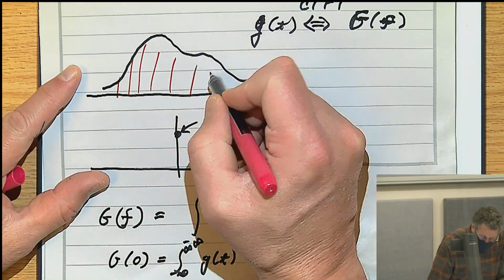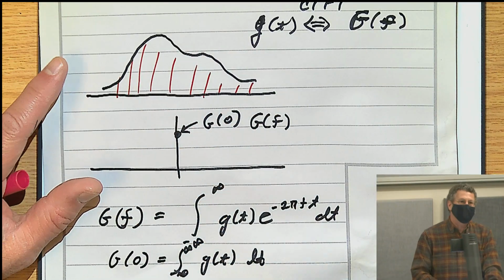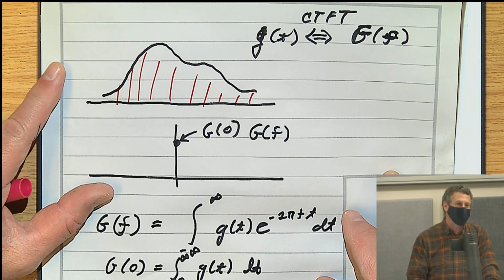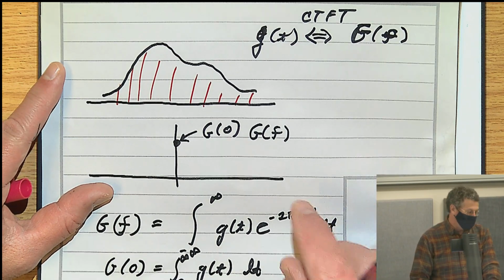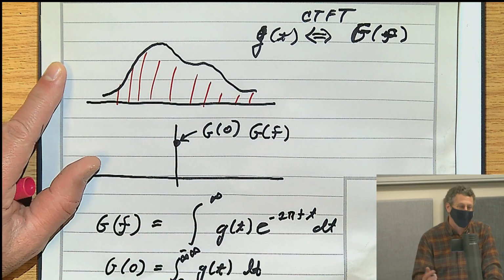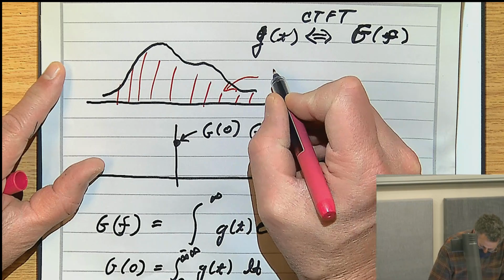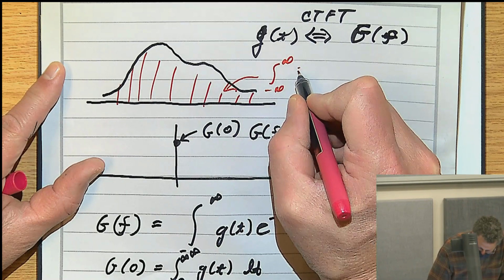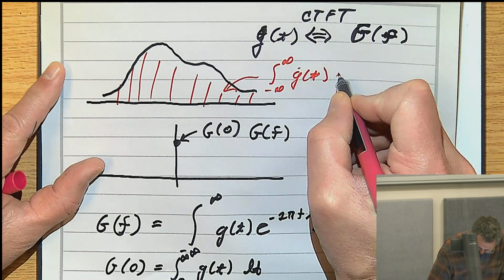I'm oversimplifying slightly, because if the function went negative, it would depend how you define area. You would subtract the part that's negative from the positive part. But it's the area under the curve, right? It's the integral from minus infinity to infinity of g of t dt.